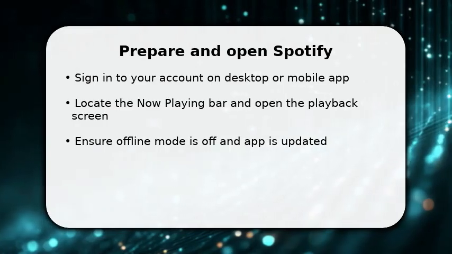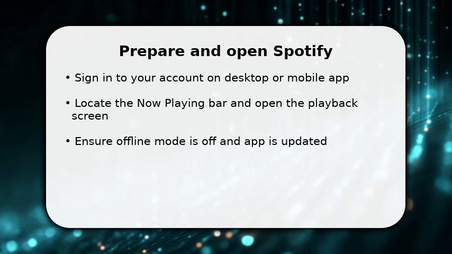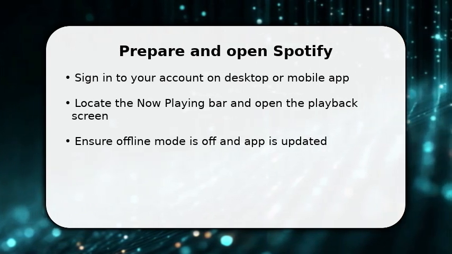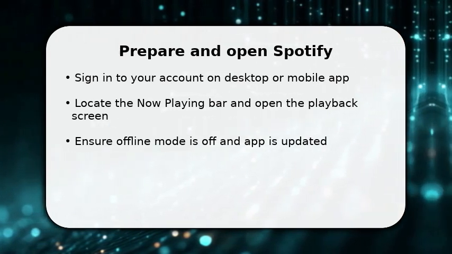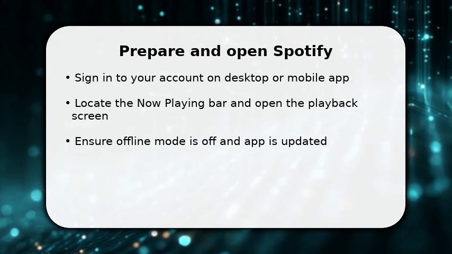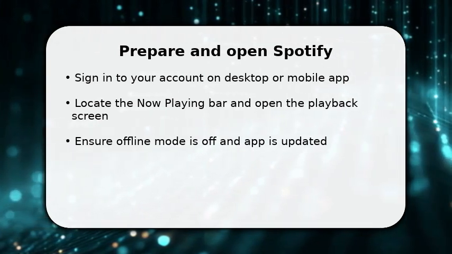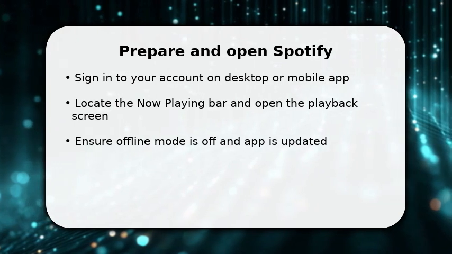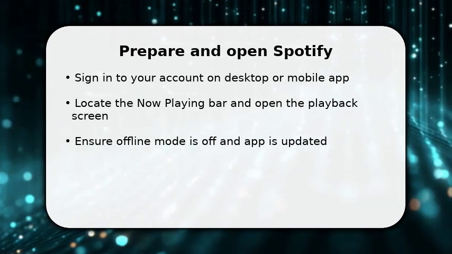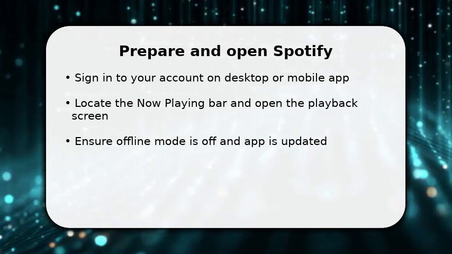You're starting by opening Spotify and signing in. Do it on the device where you want the queue reset. Once inside, tap or click the Now Playing bar to reveal the playback screen so you can access the queue controls. Make sure offline mode is disabled and the app is updated, otherwise queue edits may not sync.